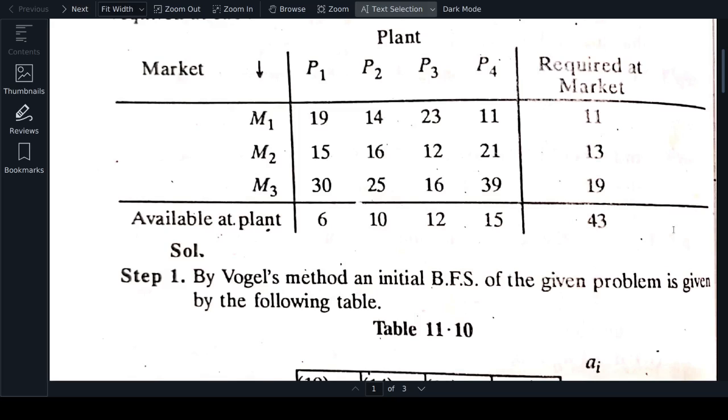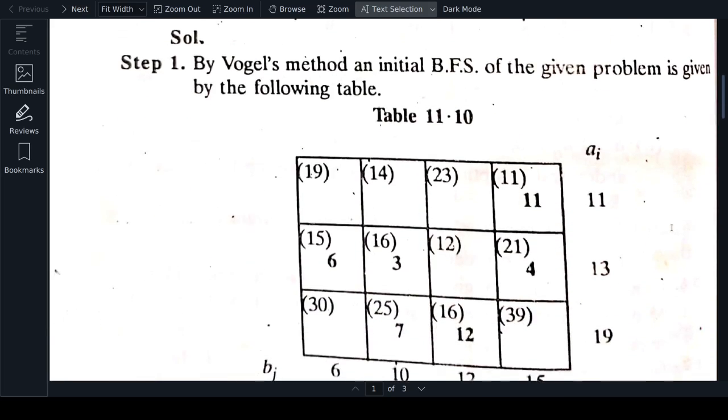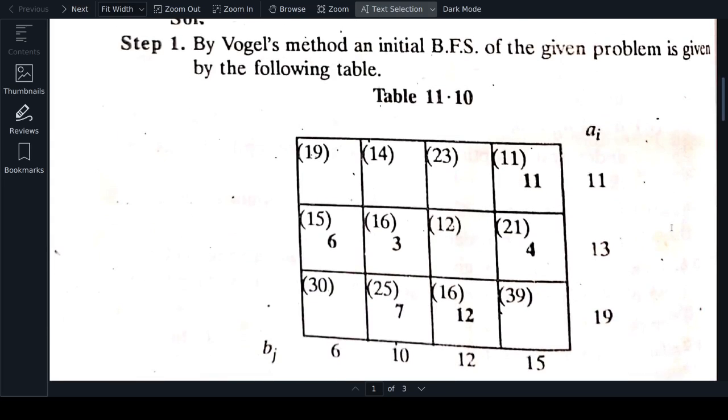So next, what we do here: first we solve it by Vogel's approximation method. In your exam, first you solve it by Vogel's approximation method. But here it is already given: by Vogel's approximation method, an initial basic feasible solution of the given problem is given by the following table. So here it is already calculated, but you need 3-4 steps for solving this.